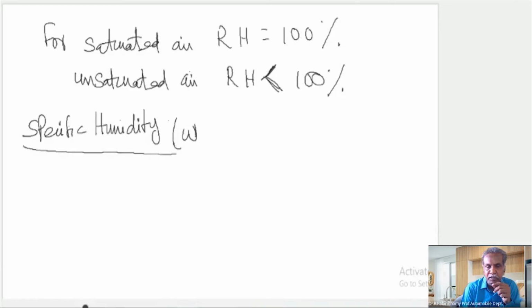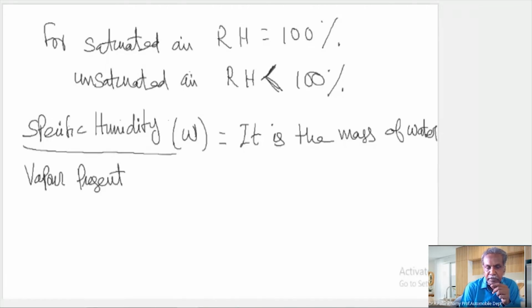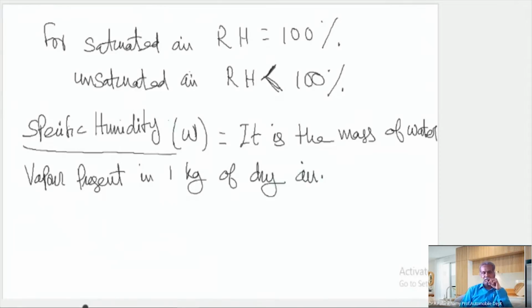Normal small w we will use specific humidity. It is the mass of water vapor present in 1 kg of dry air. Absolute humidity வந்து 1 meter cube of airல எவ்வளவு வாட்டர் வேப்பர் இருக்கோ, that is known as absolute humidity. Specific humidity is the mass of water vapor present in 1 kg of dry air.